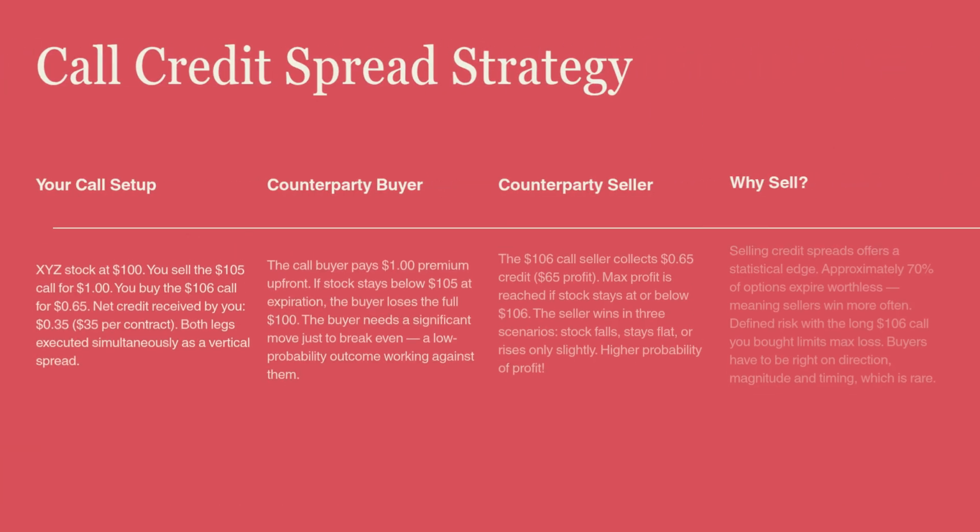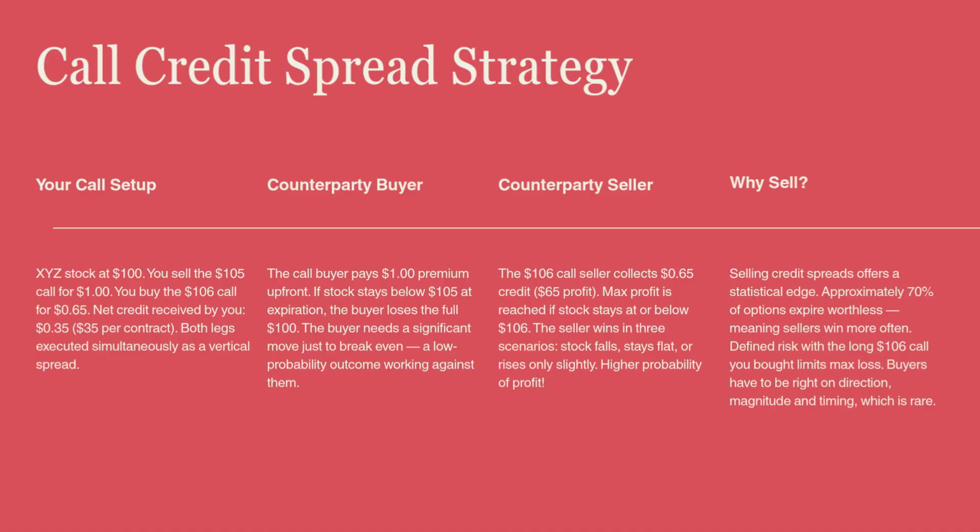Let's take a look at what it would be like to sell a call credit spread. So this would be a bearish position. In this example, we've got XYZ stock at 100 again. We're going to sell the 105 call. We're going to buy the 106 call for protection, let's say for 65 cents. The net credit we receive is 35 cents. We do this simultaneously, execution, and this would be a vertical spread. In our case, a credit spread.